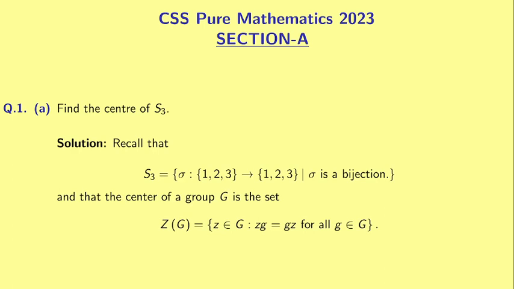Now, for the center of a group, when we have a group G, the center of this group, which we denote by Z of G, is the set of all elements in the group which commute with every element in the group. So we need to find Z of S3.